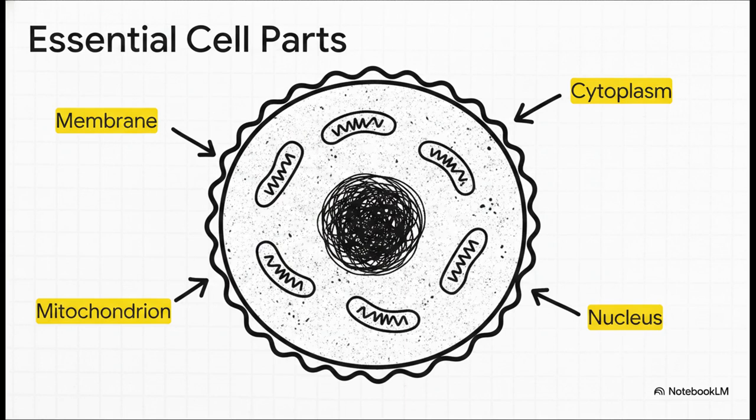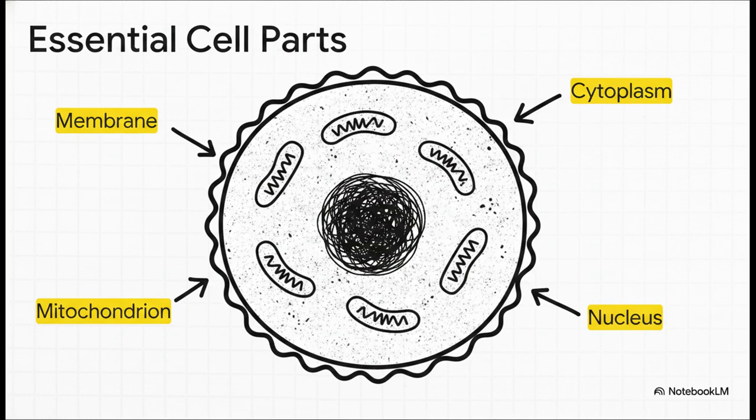Let's walk through them. First up, the cell membrane. This is the very thin, flexible outer boundary. You can think of it like a security gate. It controls exactly what's allowed to go in and out of the cell. Inside that membrane is the cytoplasm. It's a clear, kind of jelly-like substance where all the critical chemical reactions happen that basically keep the cell alive.